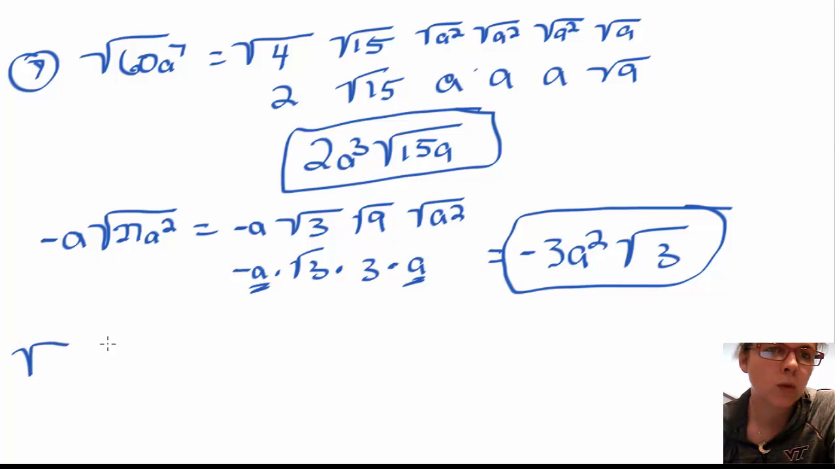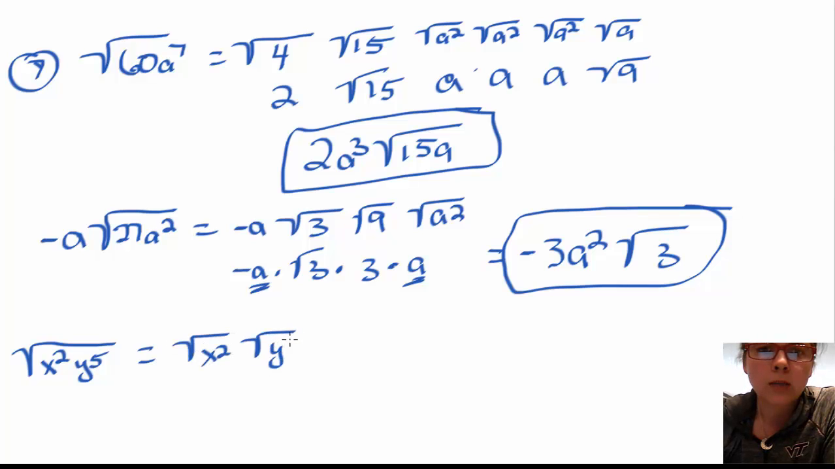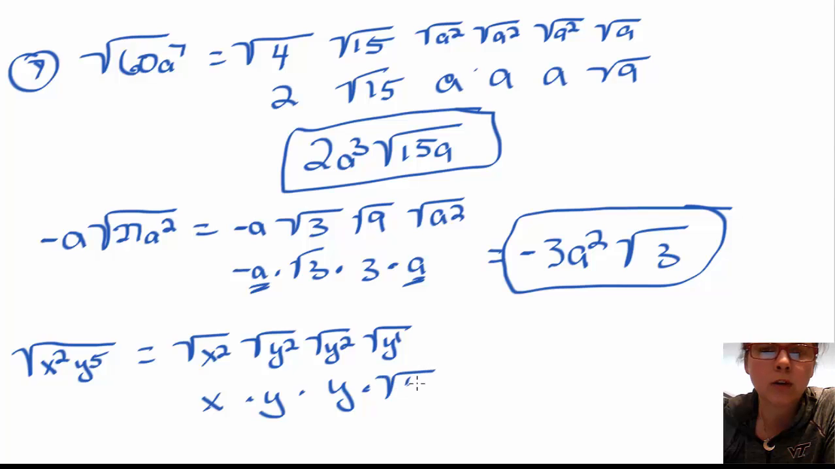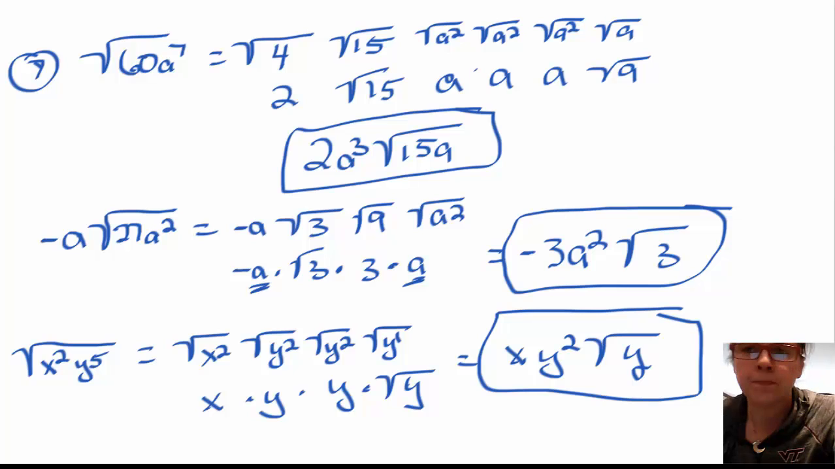What if we had the square root of x squared y to the 5th? Basically, multiples of 2 are going to come outside, but I'm still going to break it up. So we have x squared, we have y squared, we have y squared, and then we have y to the 1, which would give me y to the 5th. So this would be x times y times the square root of y. So this would become xy squared on the outside, radical y.